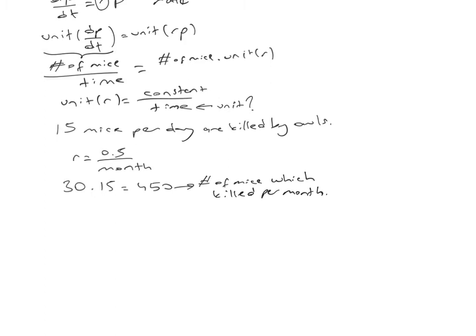And now we can complete our differential equation. In the absence of predator, our differential equation was dP/dt is equal to r times P. By the way, we chose 0.5 per month for r. And now we must consider the existence of owls. Owls kill 450 mice per month, so we must subtract this number. Now our differential equation is dP/dt is equal to 0.5 times P minus 450.